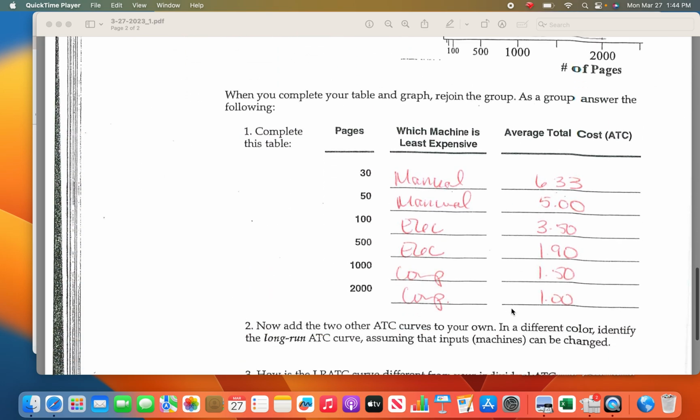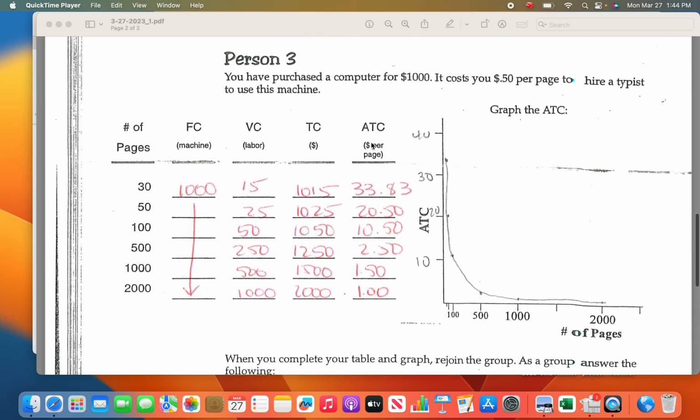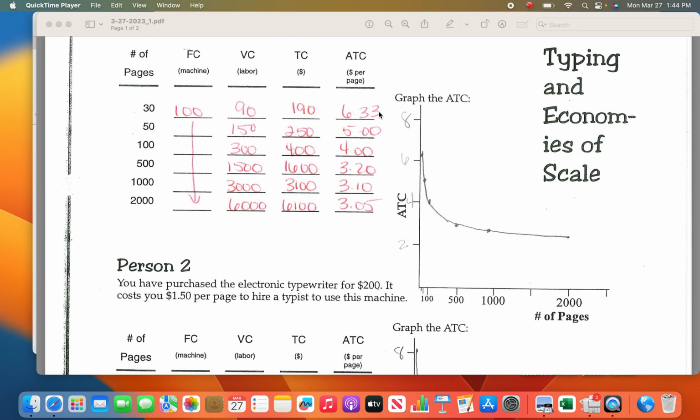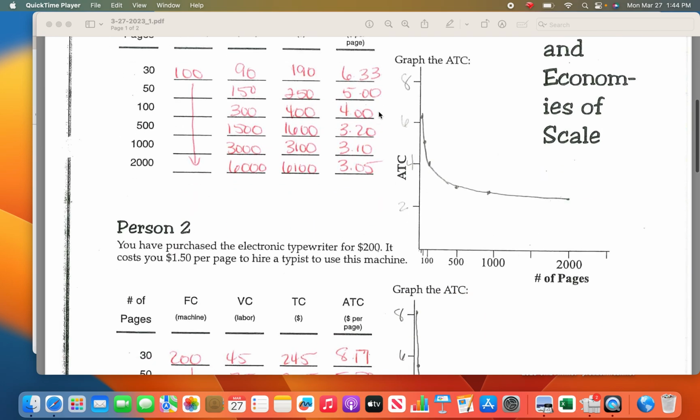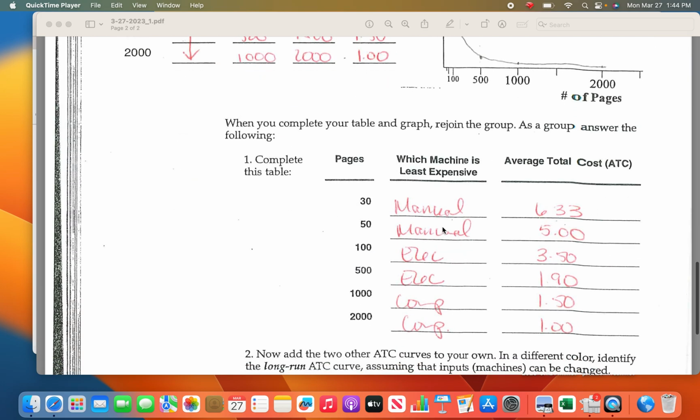So we can see here which machine is least expensive. And if we go back to the average total cost for each one of these, we're going to look at the last column for each one of these. So if we are only typing 30 pages, it's $6.33 if we buy a manual typewriter, $8.17 for the electronic, and $33.83 for the computer. So we see the manual typewriter is cheaper, $6.33. If you go back and look at 50 pages, obviously, the manual is going to be cheaper if this is all you're going to type.